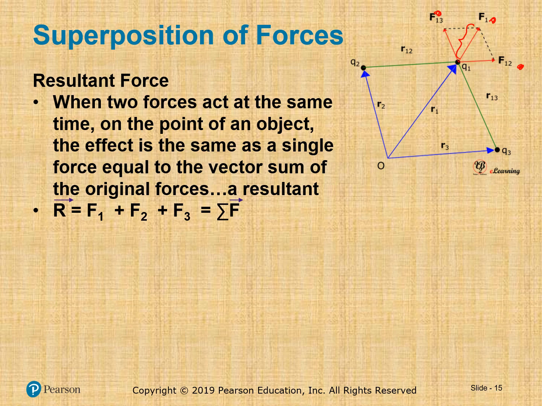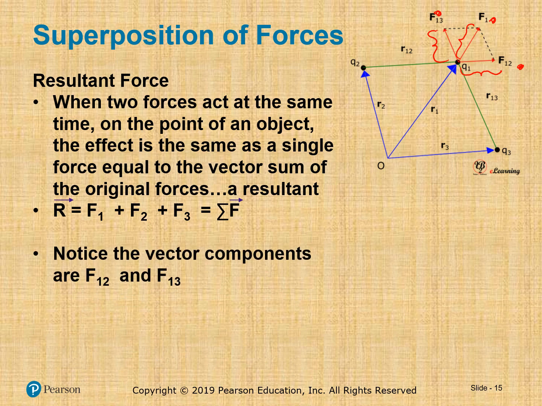And if you remember, these are your component vectors. Now, if you notice, the component vectors are F sub 1,2 and F sub 1,3. Remember, if it's in the x direction, to find that component vector you take the product of F cosine theta, and to find it in the y direction you find the product of F sine theta. Same concept you'll see over and over again.